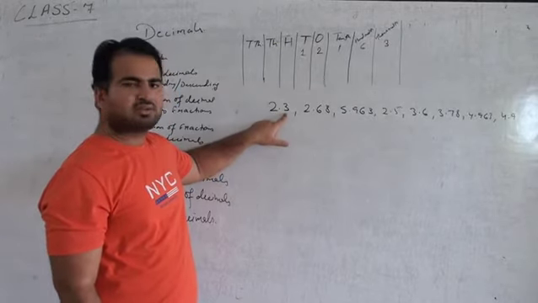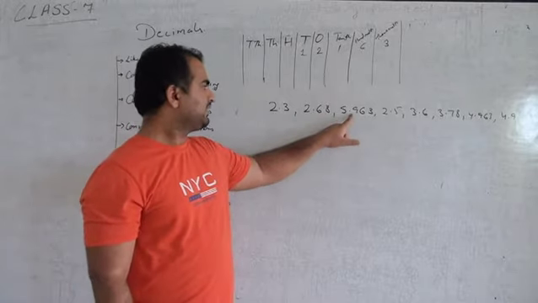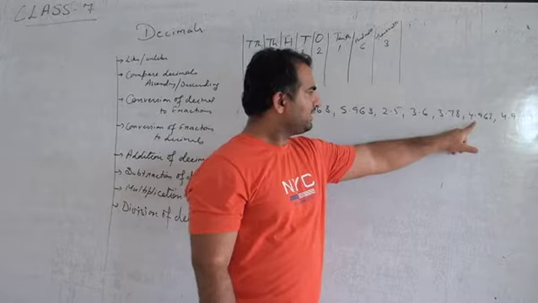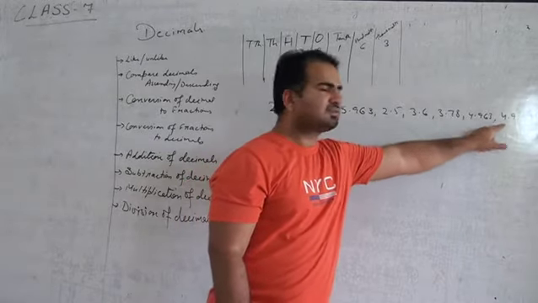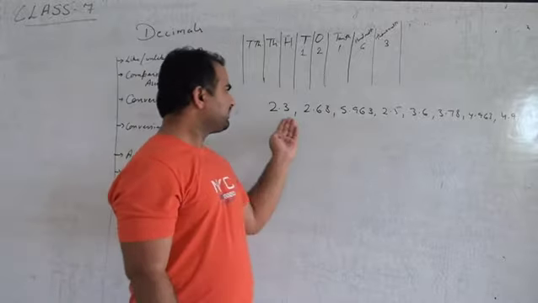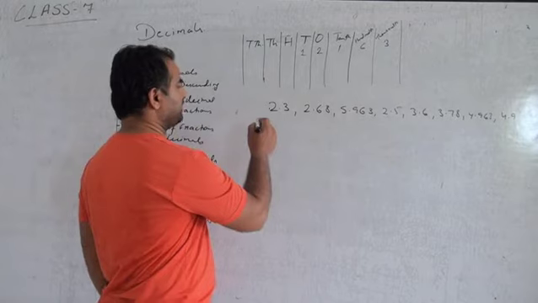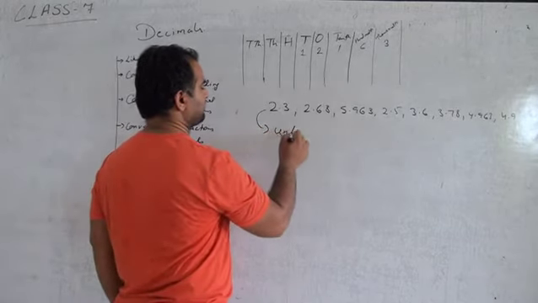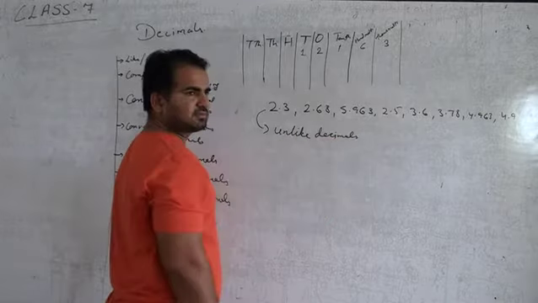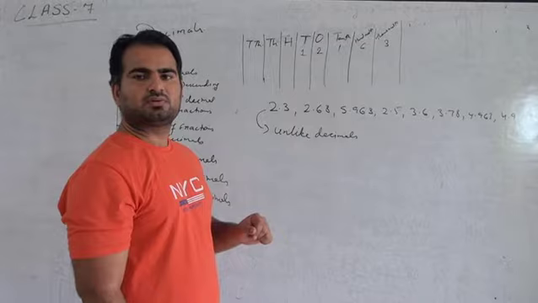In all of these decimal numbers, the first has only 1 digit after the decimal, the next has 2 digits, and the next has 3 digits. Then 1, 1, 2, 3 digits, and the last has 1 digit after the decimal. So after the decimal, the number of digits is not the same. So they are unlike decimals. But if we have to add them, we have to convert them into like decimals.